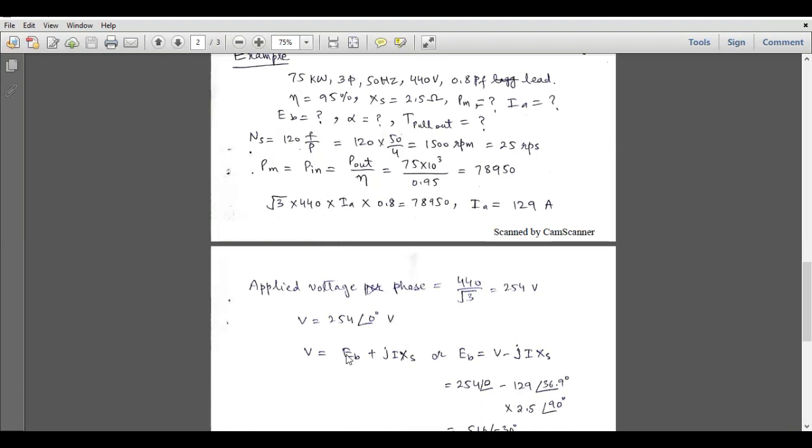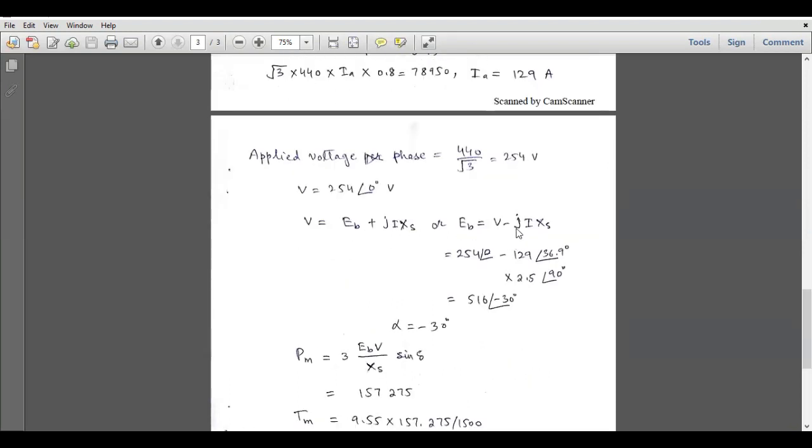Now we have to calculate the back EMF, and applied voltage is equal to back EMF plus the reactance voltage, and back EMF will be equal to applied voltage minus the reactance voltage. Reactance voltage is equal to ER, and ER is equal to j times I times XS. So XS is the stator reactance.